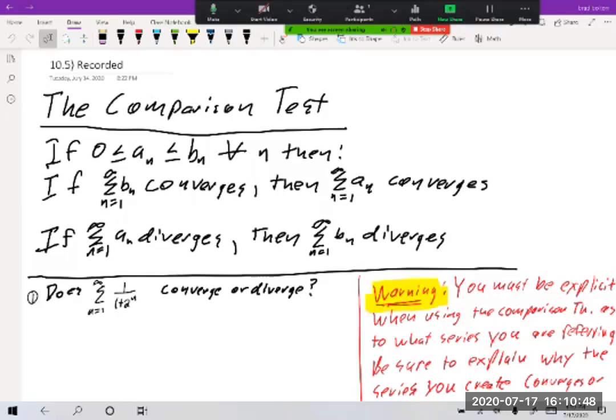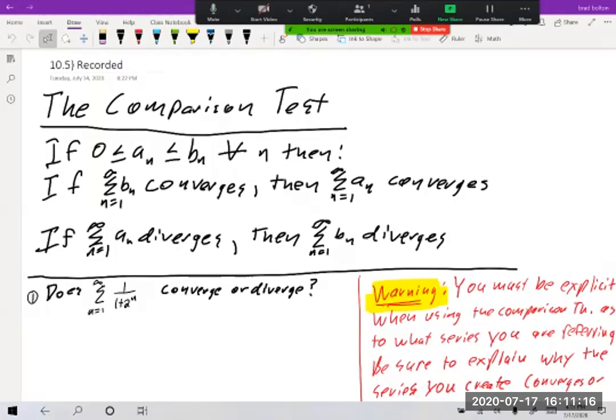So for this section 10.5 from the Briggs book, or if you're working with Stewart, what we're going to do is use the comparison test and the limit comparison test. These are almost like the coolest tests that we're going to work on. Some of the other tests are easier, but these are very conceptual. So you have to really be clear on what you're trying to tell me in your work.